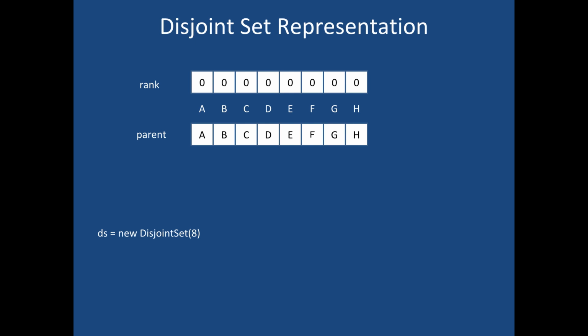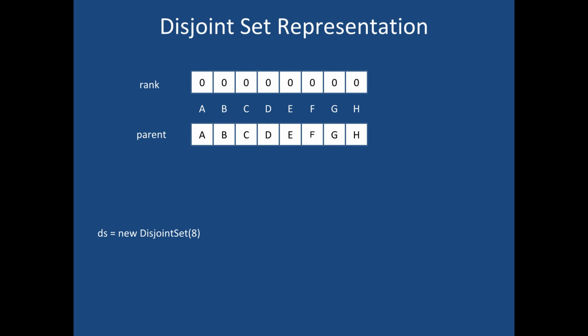I'm going to use the vertex names as indexes. So that's in the middle there. And then I'm going to have 2 arrays, rank and parent. Rank is easy. Rank just gives you the rank of a node, the depth of the tree rooted at that node. Initially, every tree is at depth 0.